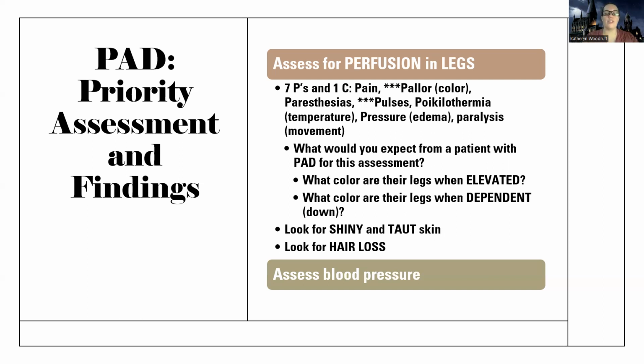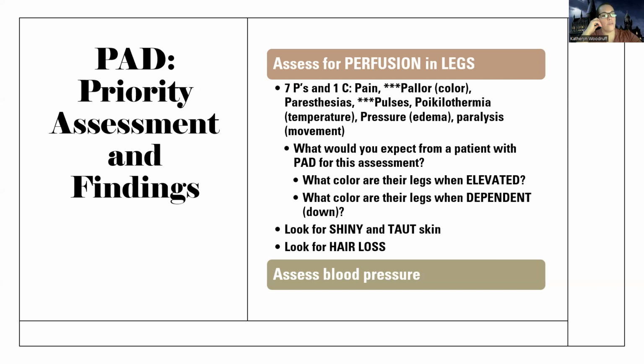When their legs are dependent, this is going to help their flow. Gravity is going to help get that flow there. So think rubor is red. When their legs are dangling, dependent, or down, all the D's, they're going to have a color of rubor or red, RUBOR. Whereas when we elevate them, I'm adding gravity, and the body has to overcome a lot to get the blood flow to the feet. So then they're going to become more pale or have pallor. So that's one of your priority things you definitely want to look at.